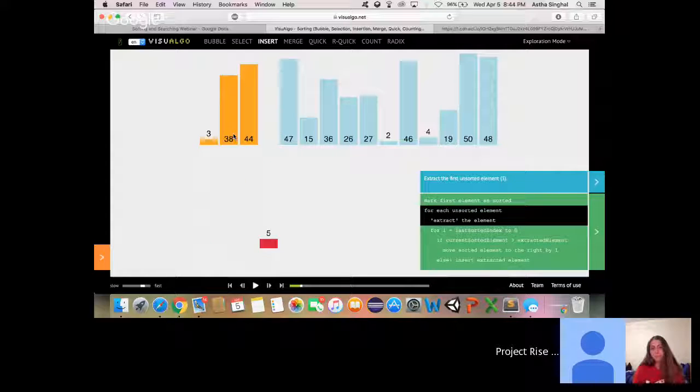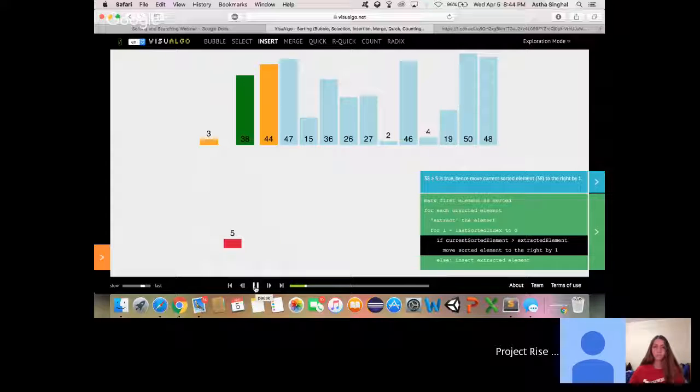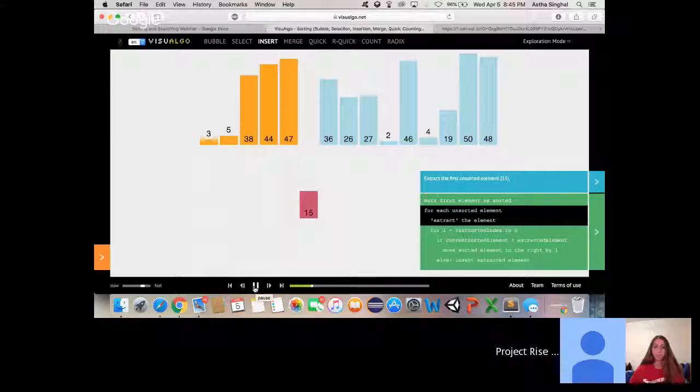We can see that it pushes 44 to the side, opening up a gap where the 38 goes. Now with the 5, it's going to see that it has to go in between 3 and 38. So it's going to push these two over and put 5 in the gap where 38 was. And it's going to keep on doing this sort of pattern.